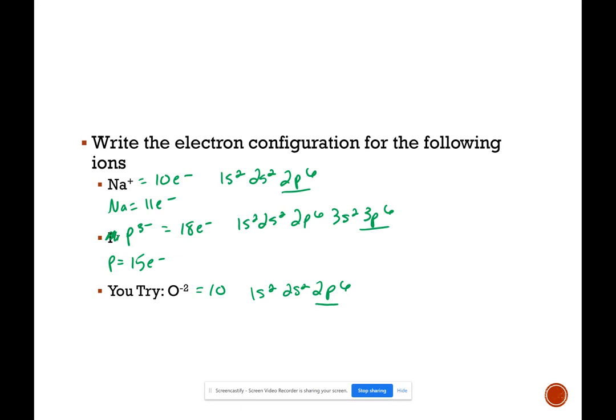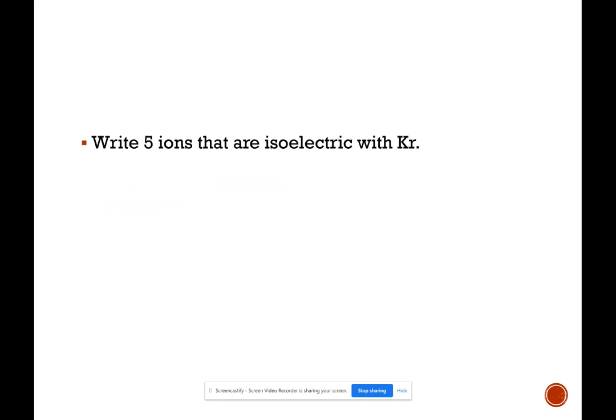This is because ions form to get a noble gas configuration. Noble gas configurations are the most stable configurations, and so atoms, when they form ions, they do so to have the same configuration as a noble gas. This is called being isoelectric. So isoelectric means that it has the same configuration.